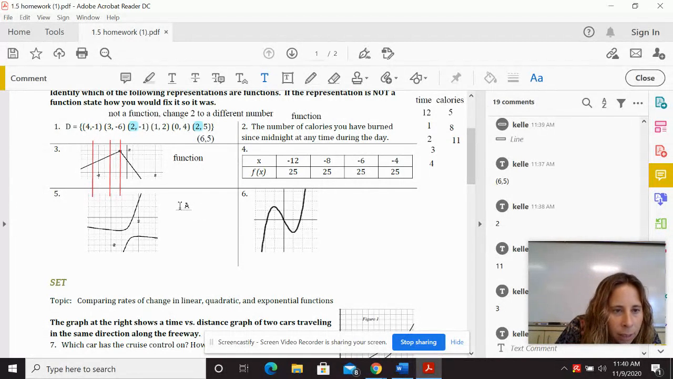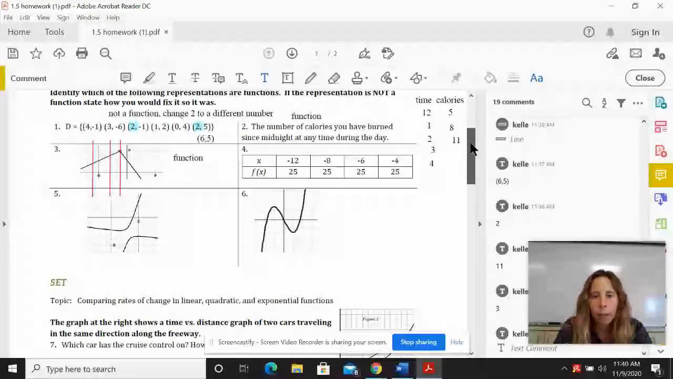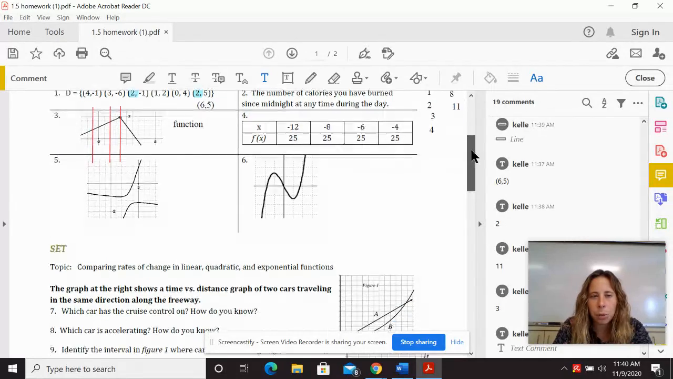For instance, what's an easy one to do? When x is -1, so right here, y is 2, and that's it, right? There's nothing else on this line. So it is a function. All right, the rest, I'm going to let you try on your own.